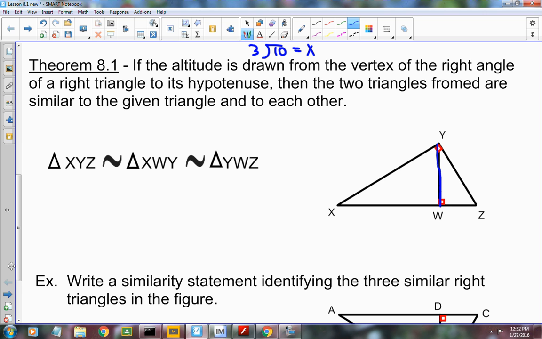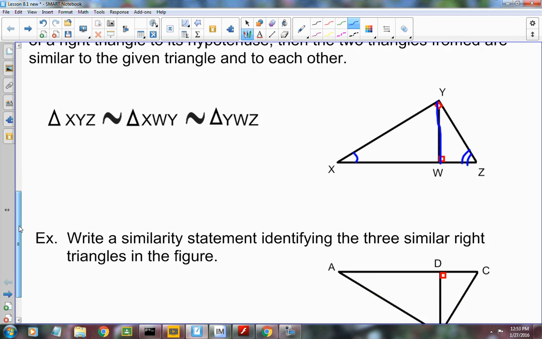You have the big triangle, which is triangle XYZ, and it is similar to the medium-sized one, which would be XWY, which is similar to the smaller one, which would be YWZ. So when you have that right triangle and you drop that altitude from the right angle, you create 3 similar triangles. And what do we know about similar triangles? The corresponding angles are congruent and the sides are proportional. So you can set proportions up to find the missing pieces.